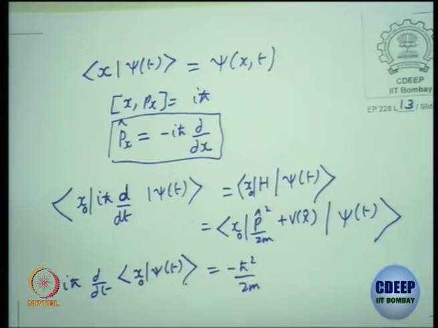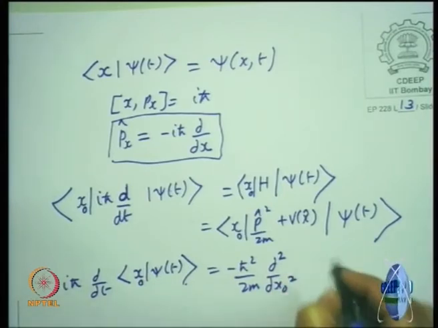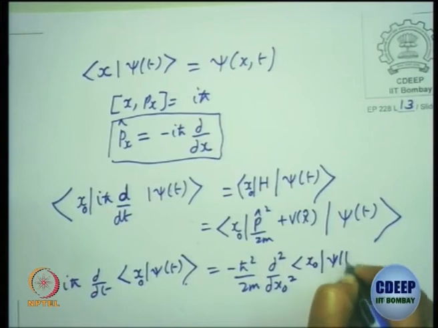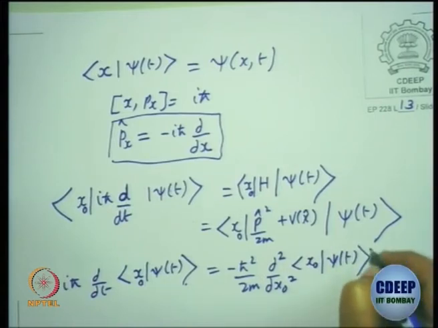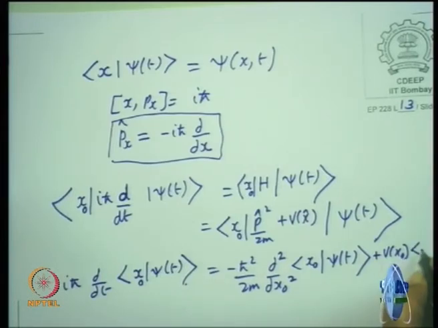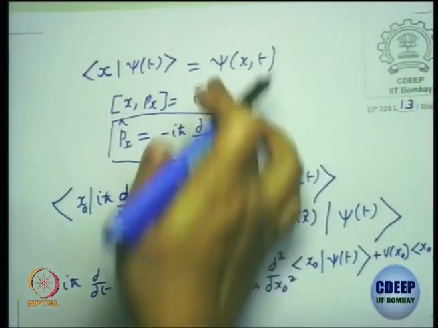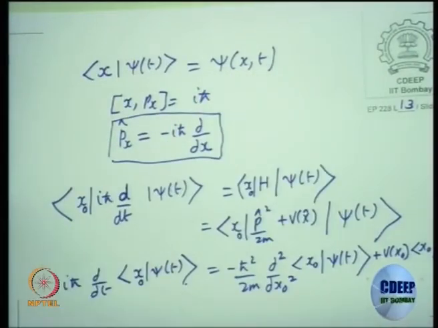So you can put an x naught here, some specific position, pick a point x naught. So this will be del squared by del x naught squared on x naught with psi of t plus V of x naught. Now it is all numbers, an eigenvalue with x naught with psi of t. Agreed? And we have defined x naught with psi of t, or x with psi of t, as psi of x, t.